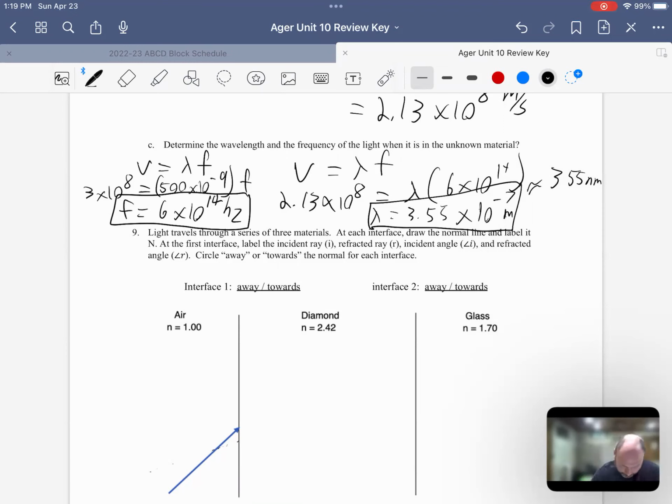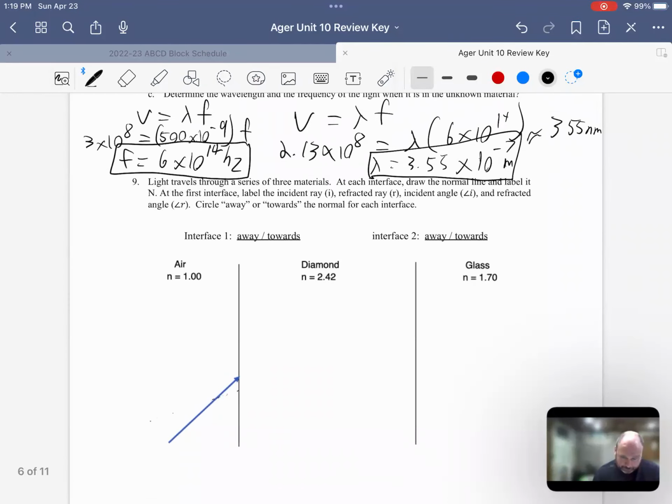So, yeah, we're going air. We can label the incident ray right there. It's coming in. So we're going from air into diamond, and then it's going to jump into glass after that. You want to make sure you draw the normal. Does it ask you to label the normal? No, it just says draw the normal line. So there's another item you want to do with that. So there's the normal. Now, again, you don't have to do this, but I like to draw what it would do if it kept going straight, so that it's very easy to draw towards or away.